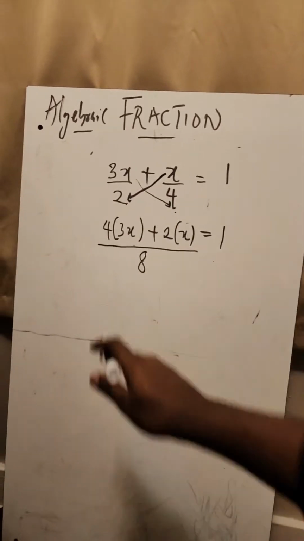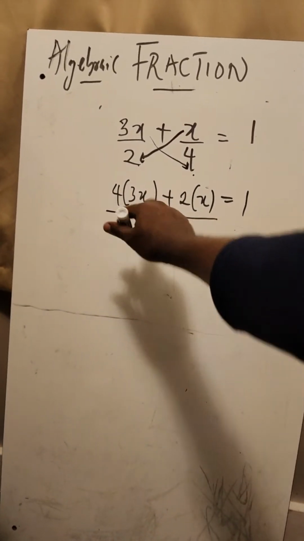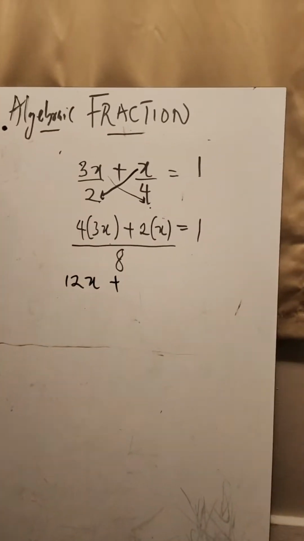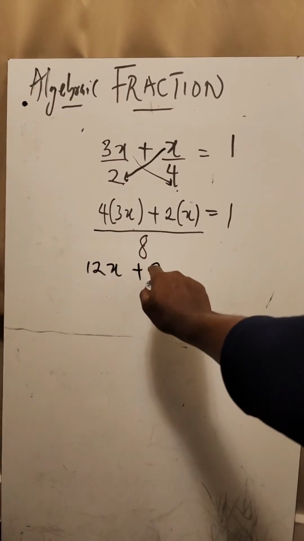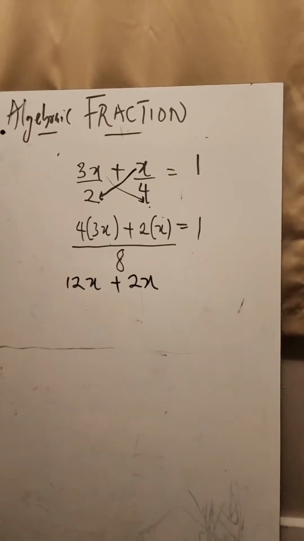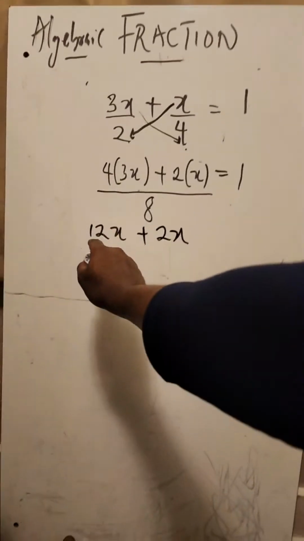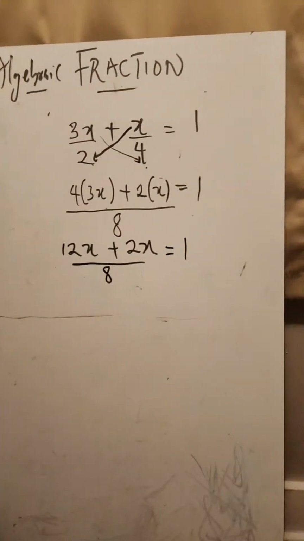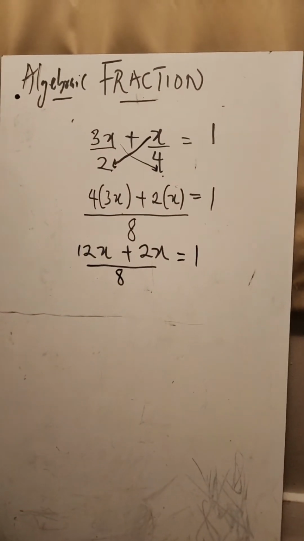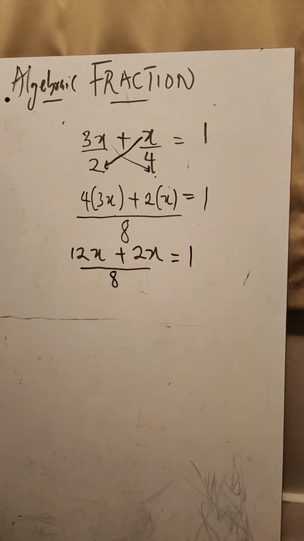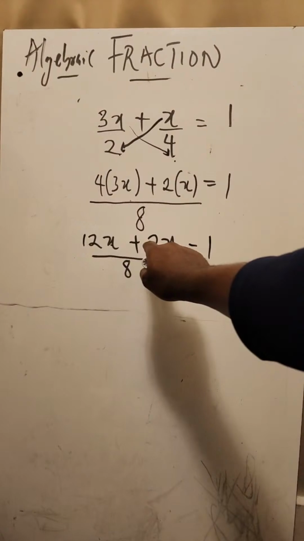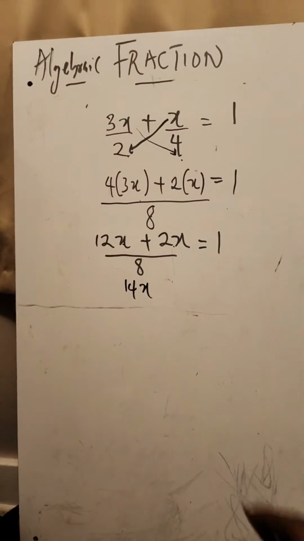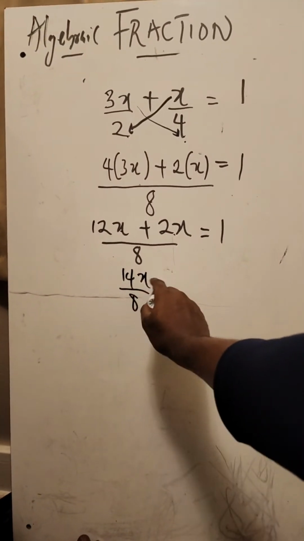Now, let's multiply out. 4 multiplying 3x gives 12x, plus 2 multiplying x is 2x, divided by the common denominator of 8, equals 1. Then what is the next thing? 12x plus 2x gives 14x divided by 8 equals 1.